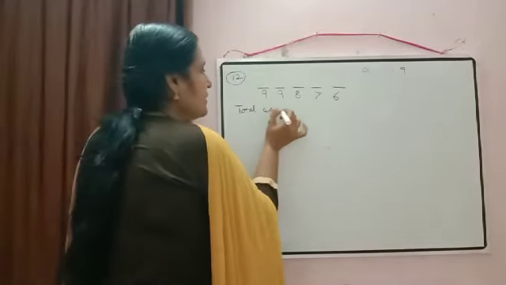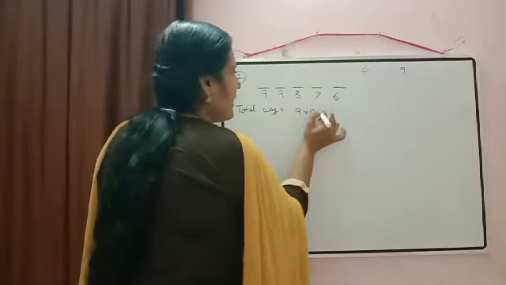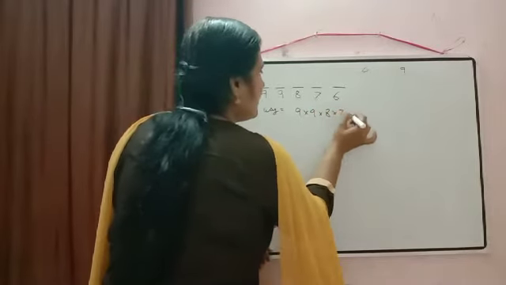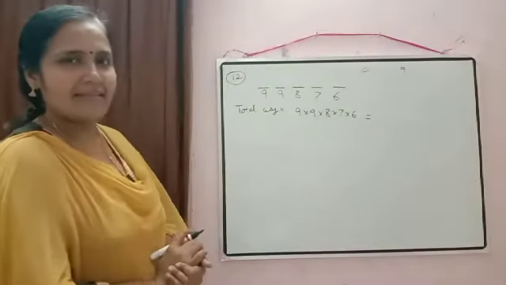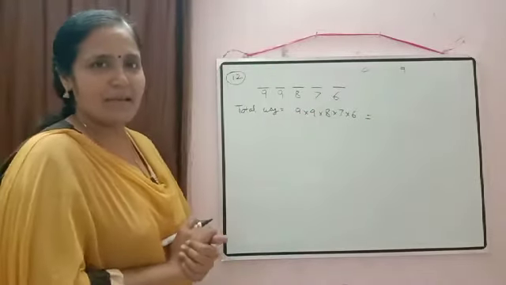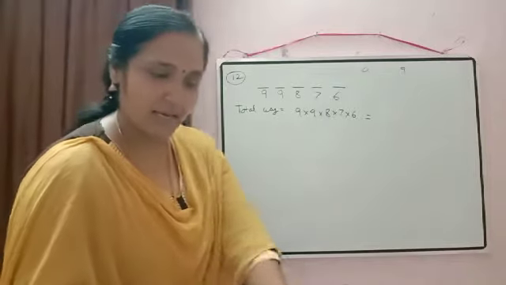So just write down there: total ways is equal to 9 into 9 into 8 into 7 into 6. You just do the multiplication and write down the answer there. I am not going to multiply this. Okay, now we'll do the next one.